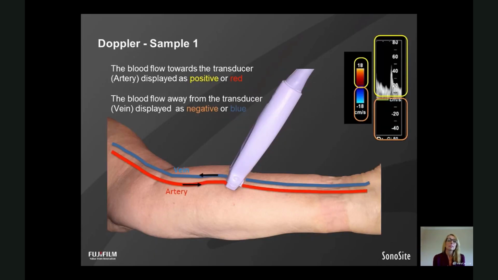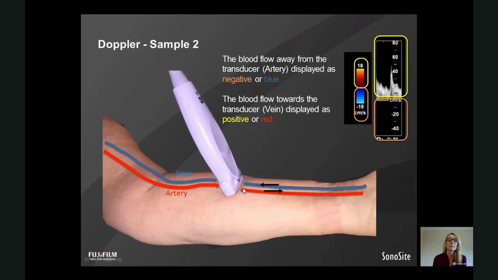So if we look at this sample of Doppler measurement, the blood flow towards the transducer, the arterial flow, you can see that I have the transducer tilted here, and any blood travelling towards the transducer would be displayed as red, and that would give us an image that would look red. And then the venous flow is travelling away from the transducer, and so it's assigned a blue colour or a negative number. So that's one way.